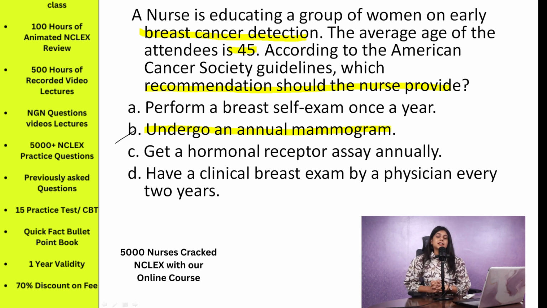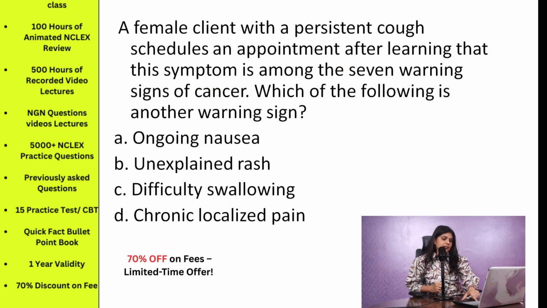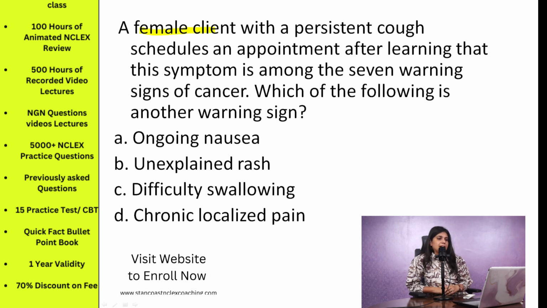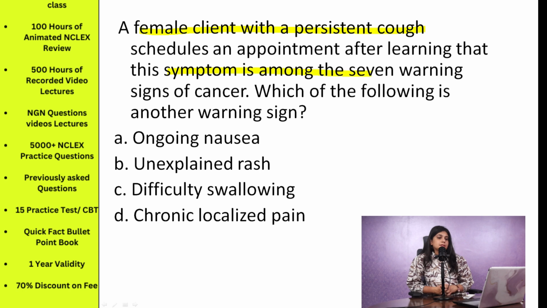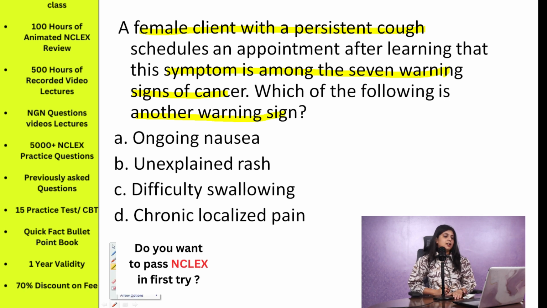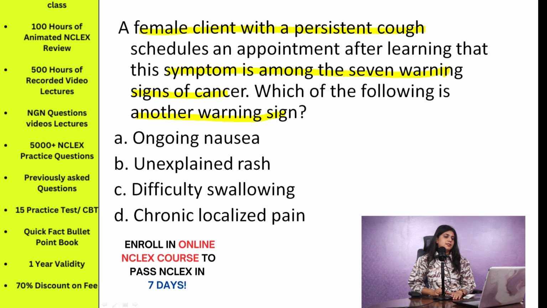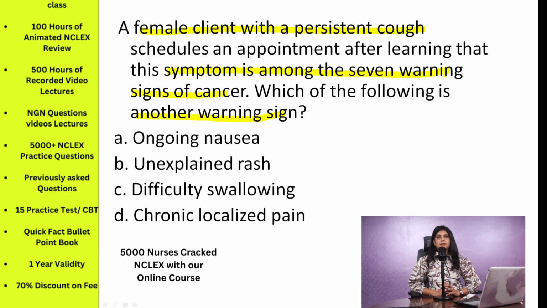Now let's put your critical thinking to the test with this next scenario. A female client with a persistent cough schedules an appointment after learning that this symptom is among the 7 warning signs of cancer. Which of the following is another warning sign? A. Ongoing nausea. B. Unexplained rash. C. Difficulty swallowing. D. Chronic localized pain.